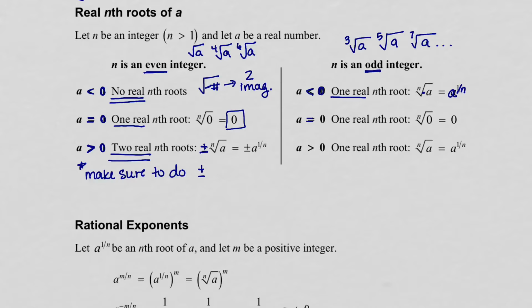And as with evens, when a is equal to 0, again you have one real root, and that is going to be equal to 0. Now when a is larger than 0, again you have one real root. So the thing that we should notice here is that when you've got an odd integer, you're going to have one real root. Now when it's even, that's when you're going to come up with different cases. If it's less than 0, we're not going to have any real roots, because you'd have an imaginary number. And you're going to end up with 2 real roots if it's greater than 0, because you're going to have that positive and that negative.